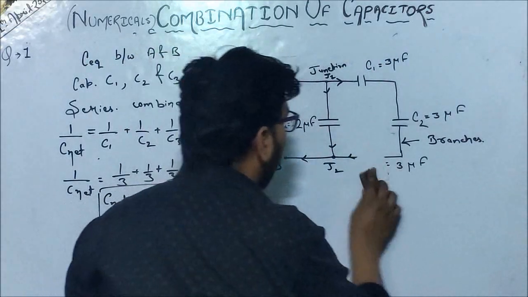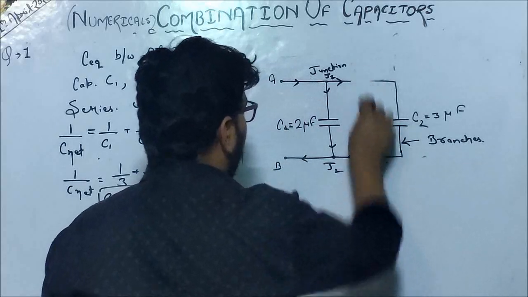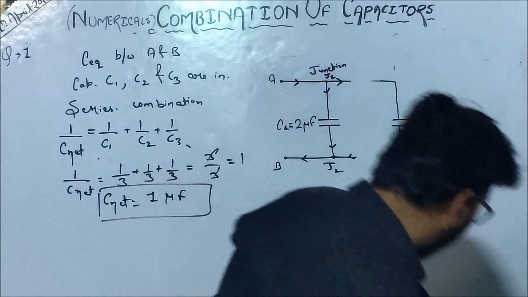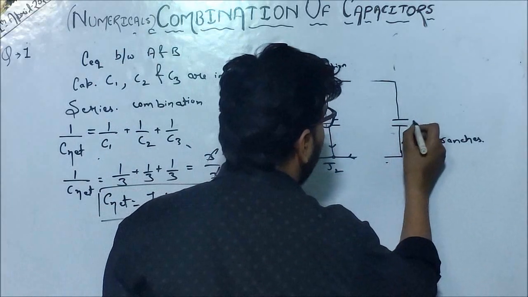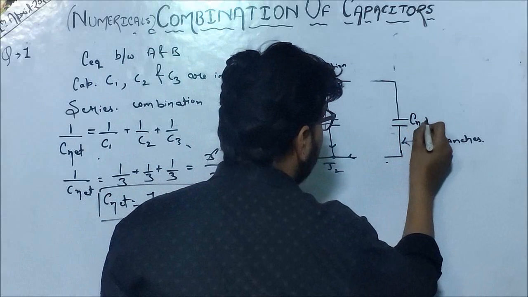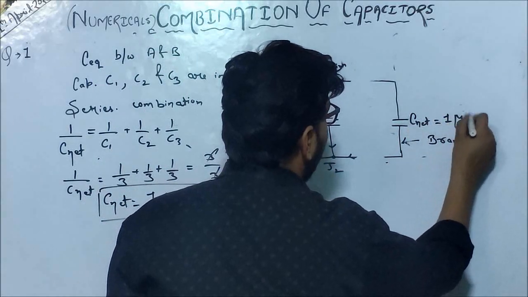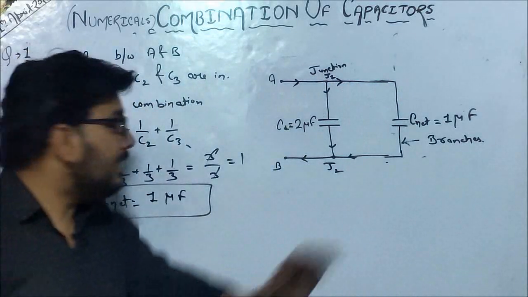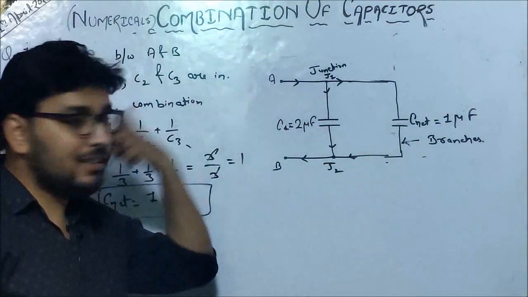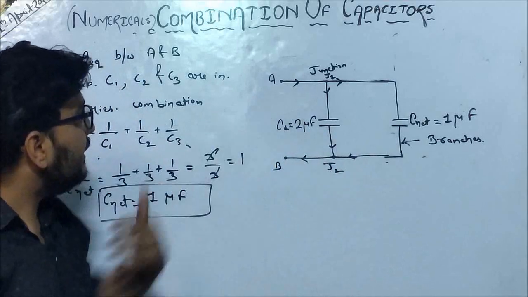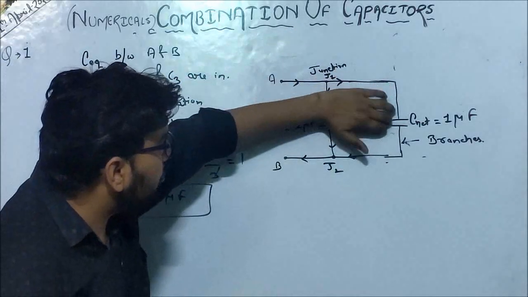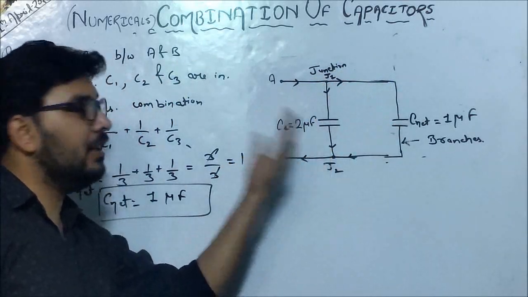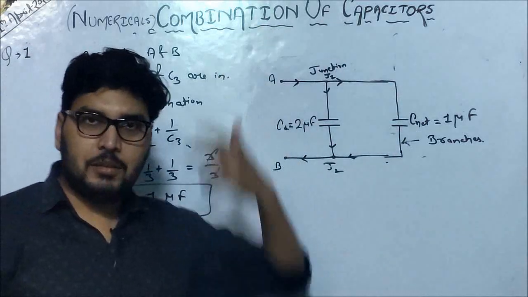So in place of these three capacitors, I found a capacitor with equivalent capacitance of 1 microfarad. That means I will remove the rest of the capacitors and one capacitor is left, which I will name C net equal to 1 microfarad. Now you are left with two capacitors only. दो कैपेसिटर आपके पास बचे हैं, दो ब्रांचेस हैं, दोनों में चार्ज डिवाइड हो गए, फिर यहाँ जाके कंबाइन हो गए. Now these capacitors are in parallel combination.